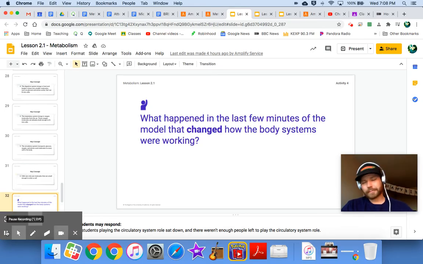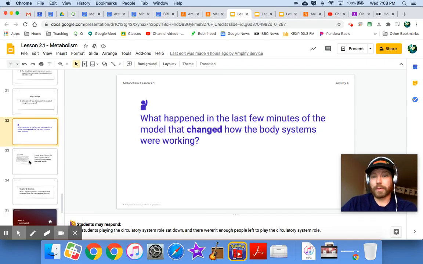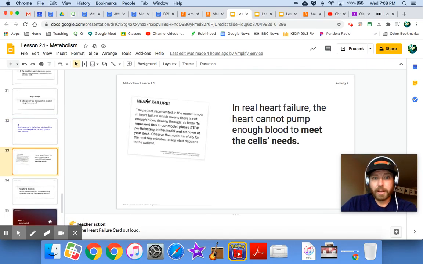So in the model, one of the things that was going to happen towards the end was we were going to experience heart failure. The patient represented in the model is now in heart failure, which means there is not enough blood flowing through his body. To represent this in our model, please stop participating in the model and sit down at your desk, observe the model carefully for the next few minutes to see what happens.